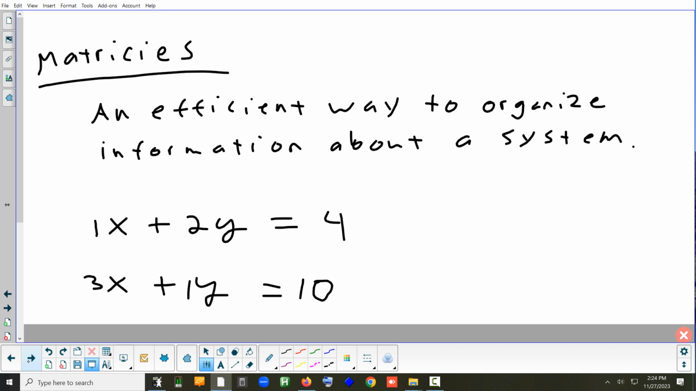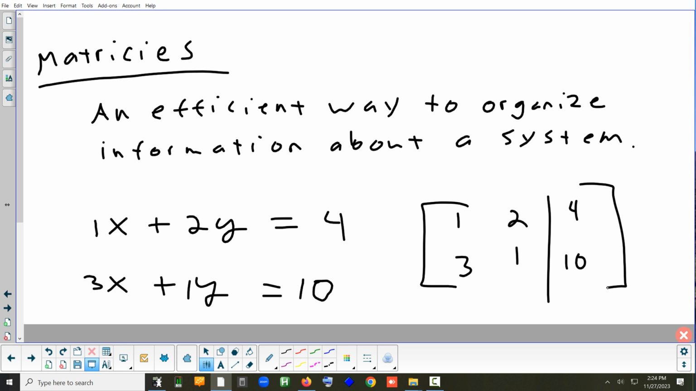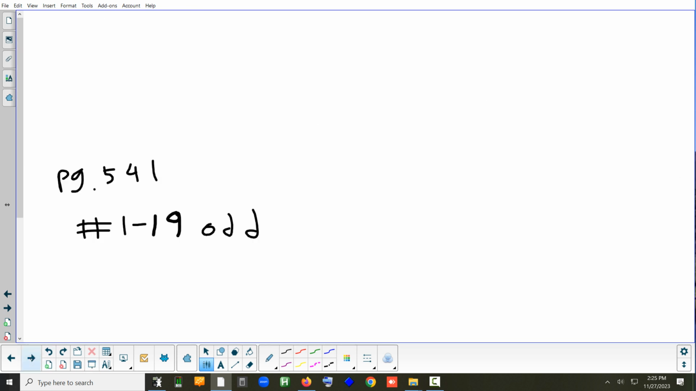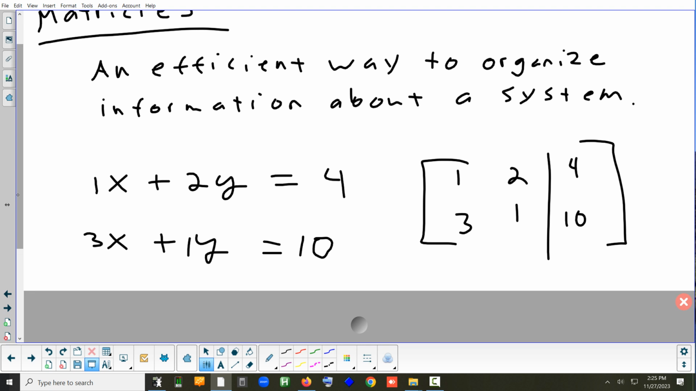If you write this as a matrix, this is what it looks like. 1, 2, 3, 1, 4, and 10. Those brackets are used to tell you that those numbers are part of a matrix. A lot of times when we start writing matrices quite a bit, we just leave the brackets off the side. But if you want to formally write it, this is how you do it. And the numbers represent what's in front of the letters. 1, 2, that's that. 3, 1, that's that one. And then this line is put there to show you the 4 and the 10 were on the other side originally. That's what the vertical line is for. And that's it. That's how you write a matrix.